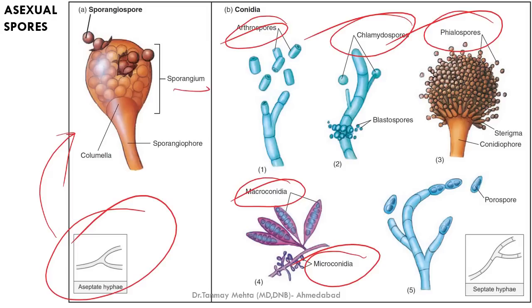Sometimes we can see a variety of porospores. We will see this in more detail in the next sessions. But all of these conidia are basically exogenously produced. They are not produced within the fungal cell. That is the basic difference that we have to understand.